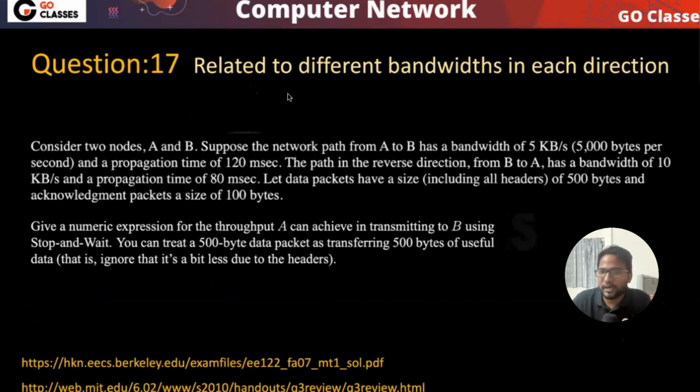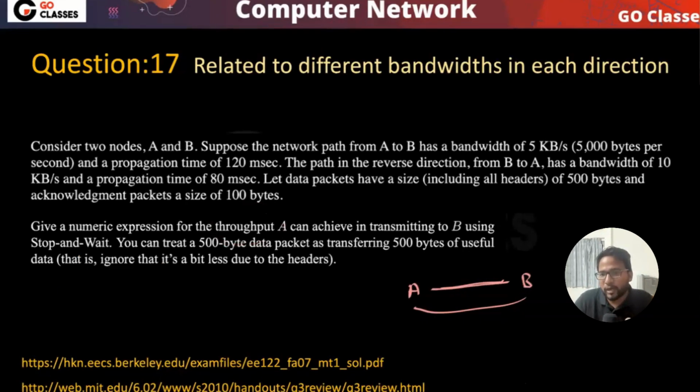So this question is related to different bandwidth in each direction. Okay, which means from A to B, there is a different bandwidth, and B to A, there is a different bandwidth. And then they're asking the throughput. This is also a very easy question. It's not that it is a tough question. It is just that I want you to try this question. There is quite a variation here. This is the first type of question where we are having the different bandwidth from A to B and B to A. And then they're asking for the throughput.